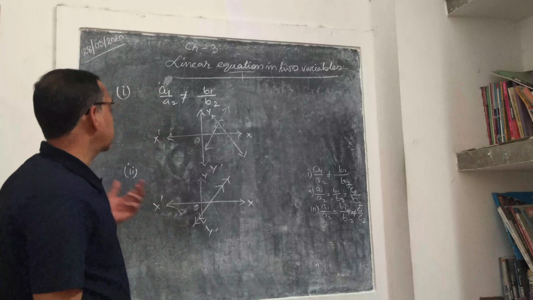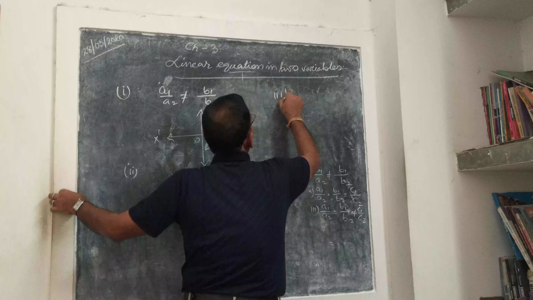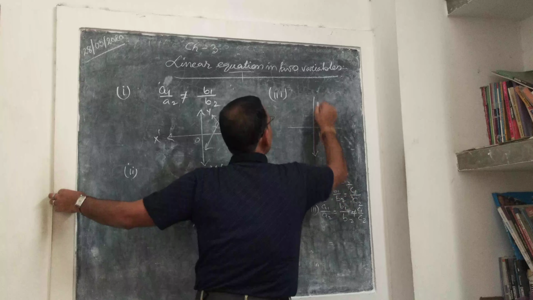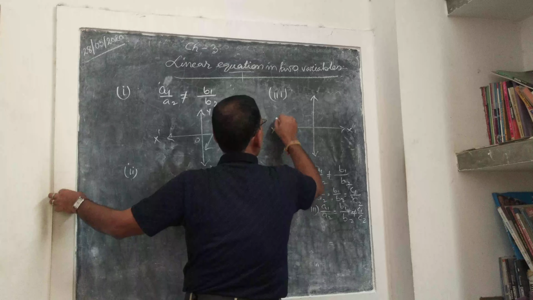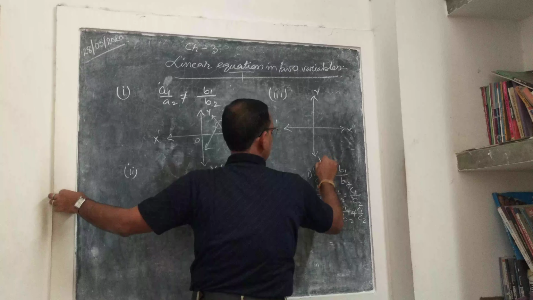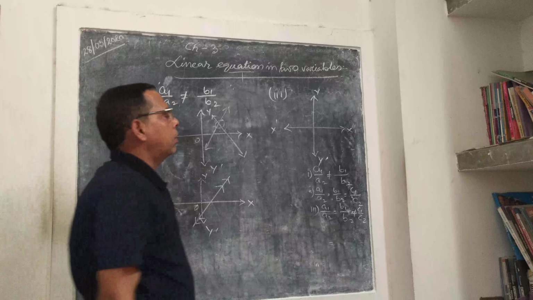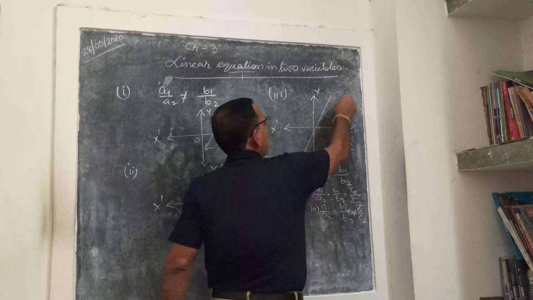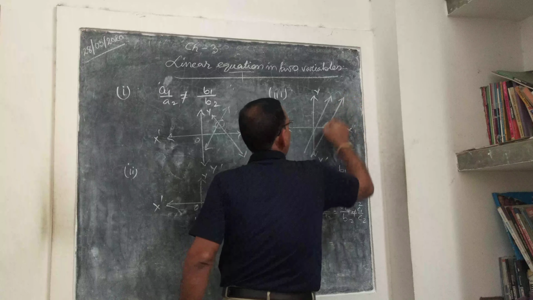Then the last one is no solution. If it is no solution, what will be the graphical representation? No solution means there is no relation between the two equations. If there is no relation between the two equations, that means they will be parallel to each other.